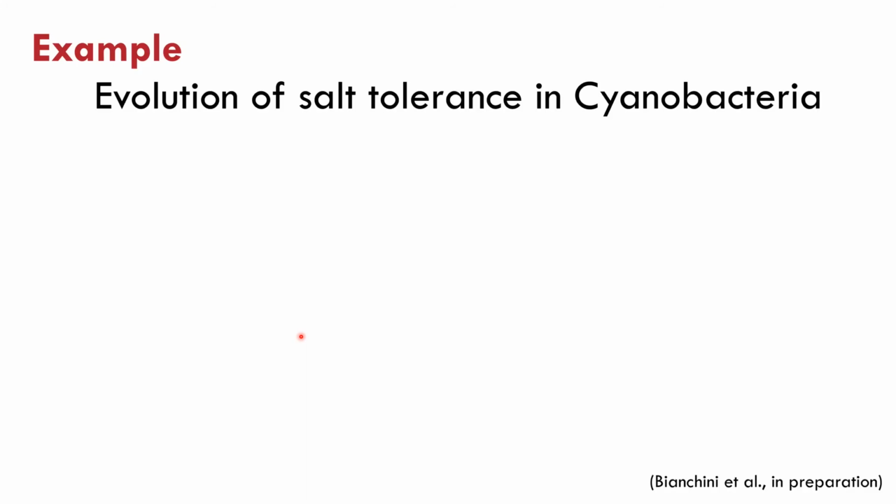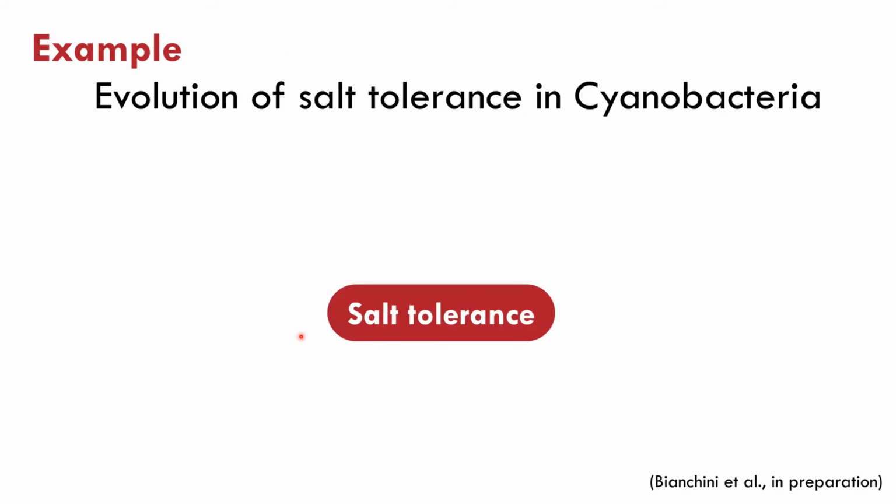Now we'll try in a couple of minutes to show you how we have been using it in practice to study the evolution of salt tolerance in cyanobacteria. So very briefly, salt tolerance is the ability of cyanobacteria to live in environments with a high salt concentration. So we were wondering, when did this ability appear in the cyanobacterial evolutionary tree?